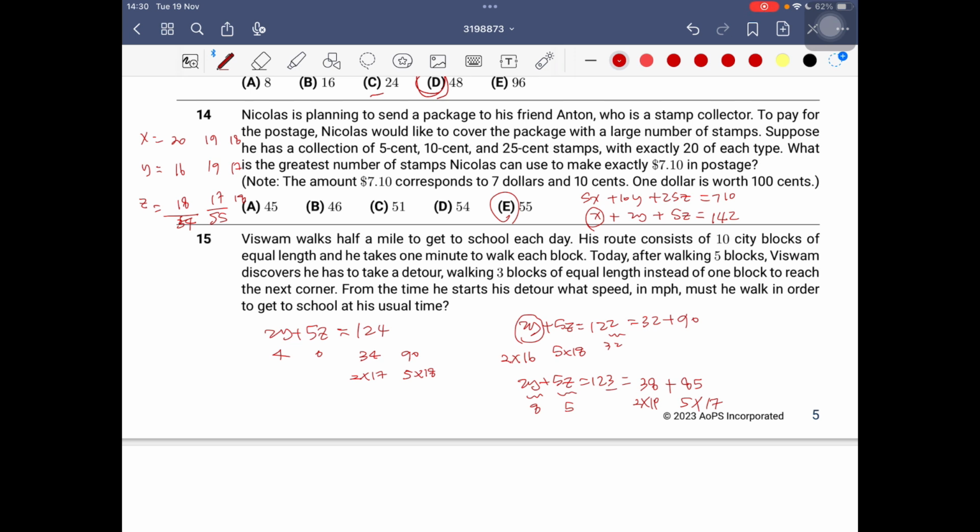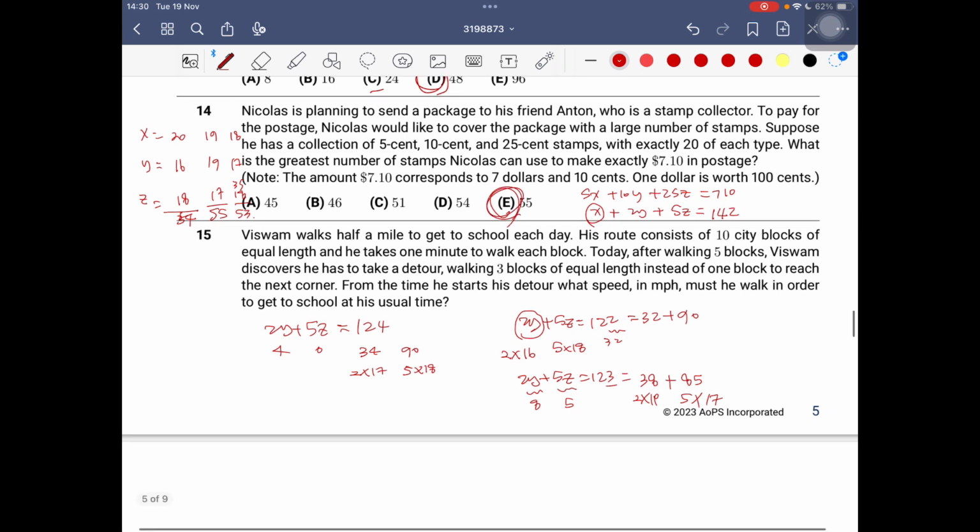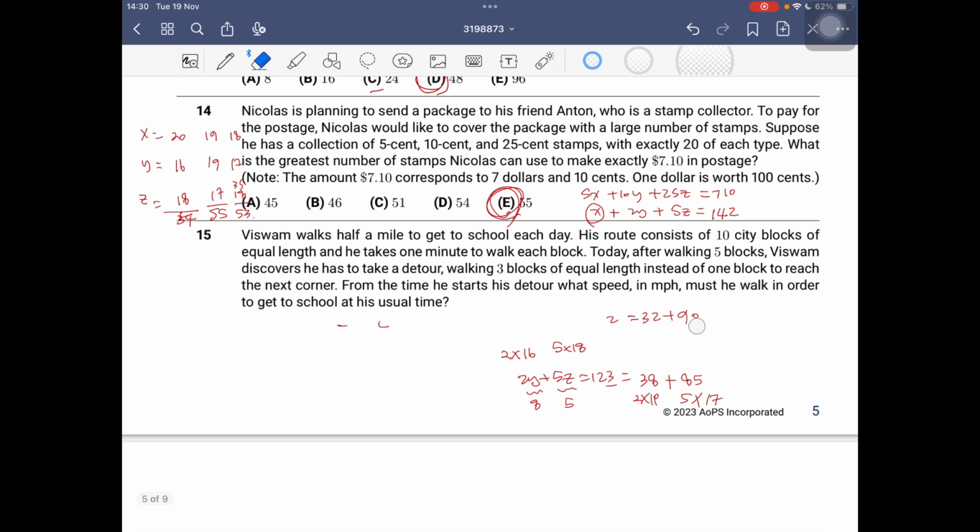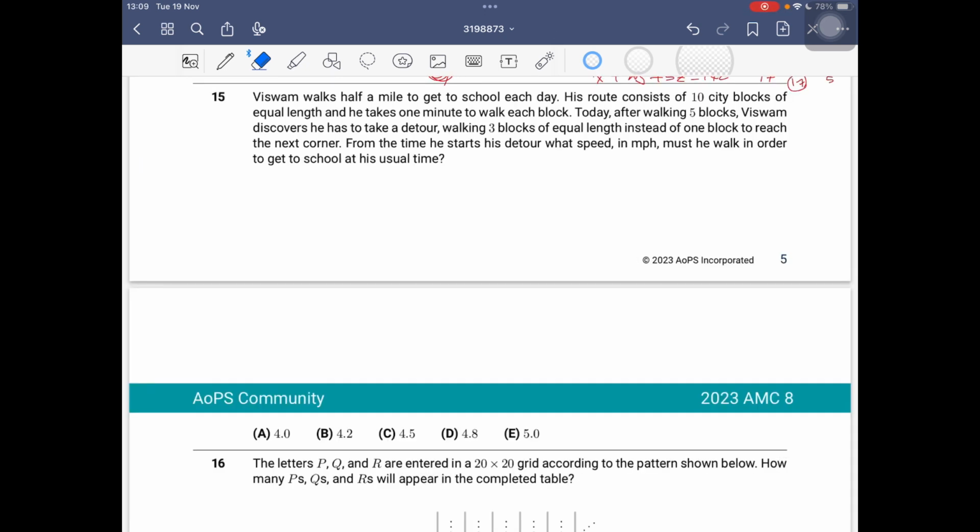So 35, this is 53. Okay, so now we have 55. Actually, there will be more options, but we have the largest option here. And for the next one, Bisam walks half a mile to get to each school.